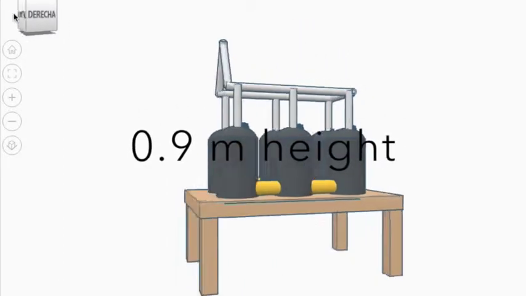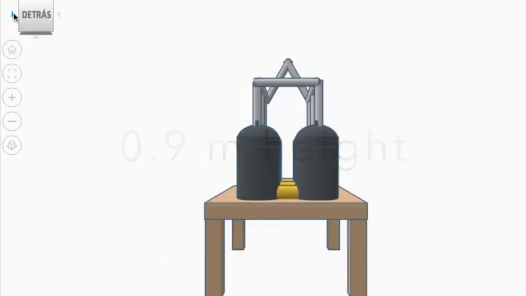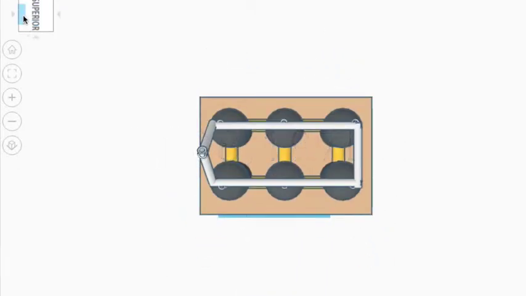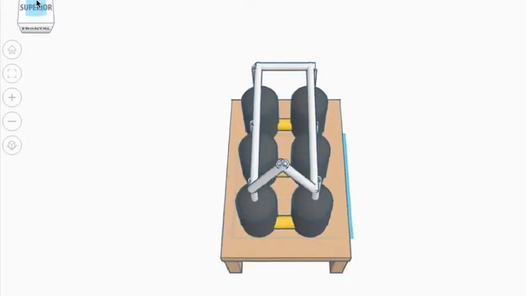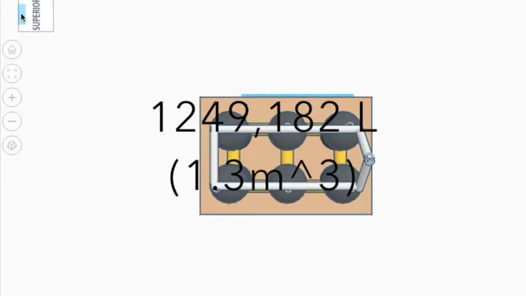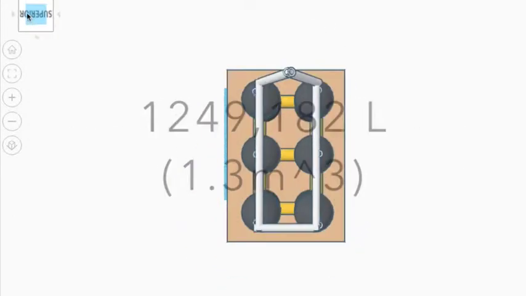0.9 meters. The volume of each container is 208.197 liters, for a total volume of the biodigester of 1,249.182 liters, which is 1.3 meters cubed.